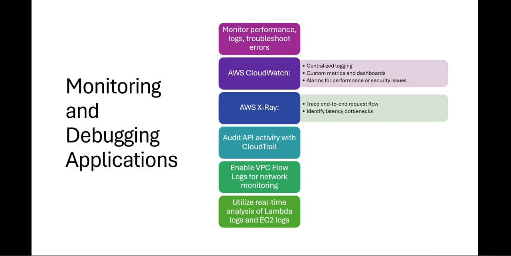Monitoring and debugging applications. First one is to monitor performance logs or troubleshoot errors. With AWS CloudWatch, we have three options: centralized logging, custom metrics, and dashboards, plus alarms for performance or security issues. With AWS X-Ray, we have two options: trace end-to-end request flow and identify latency bottlenecks. Audit API activity with CloudTrail, and enable VPC flow logs for network monitoring. Last one is to utilize real-time analysis of Lambda logs or EC2 logs.